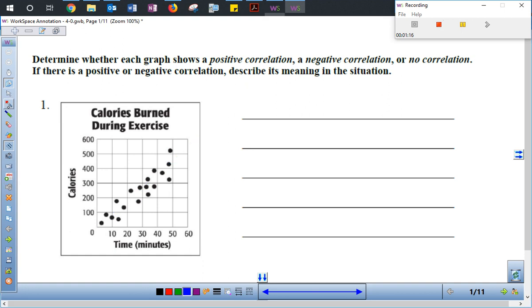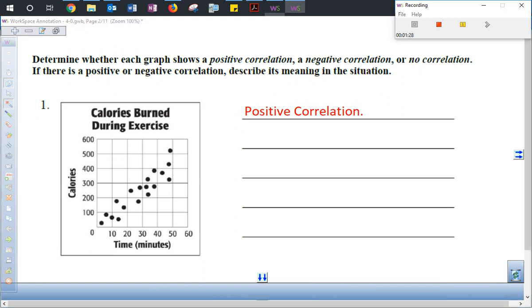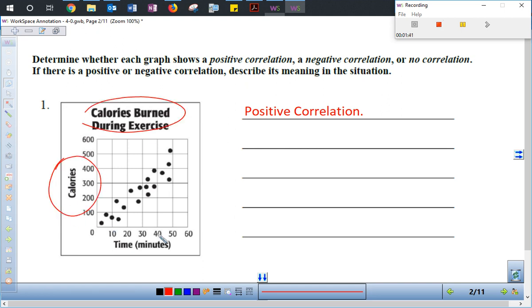Now, when that happens, that means there is correlation happening here. I just have to determine if it's positive or negative. Positive means it's going up, negative means it's going down. So here on number 1, this shows that we have a positive correlation between our points. Now, if there is a positive correlation, I have to describe its meaning in the situation. To do this, we're going to look at all 3 of these titles, and form a pattern of how we're going to do this.